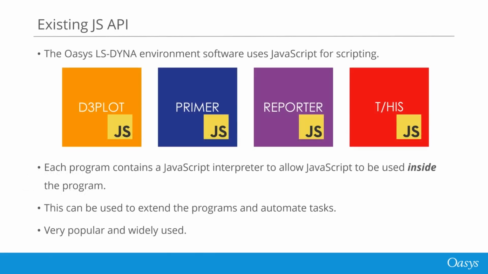Let us talk a bit about the existing JavaScript API. Until now, we have utilized JavaScript for scripting within the Oasys LS DYNA environment. Each program includes a JavaScript interpreter, enabling the use of JavaScript within the program. This capability allows for program extensions and task automation. It's a very popular and widely used approach.